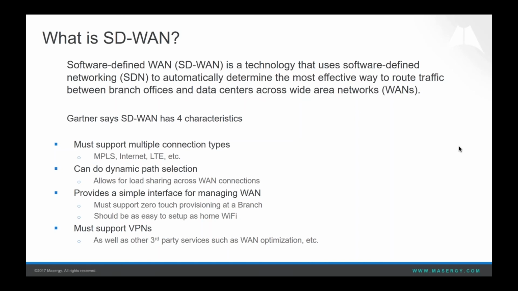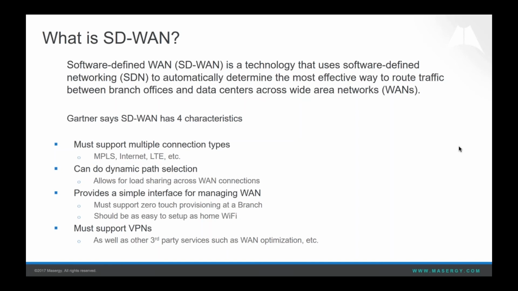As far as what defines an SD-WAN, this is from Gartner. They say that an SD-WAN is defined by 4 specific characteristics. First and foremost, an SD-WAN must support multiple connection types. The most common SD-WAN we see are going to be 2 circuits coming into each location. Those circuits could be MPLS, private IP, internet, 4G, 5G, wireless, etc. But typically, it's a minimum of 2 connections.